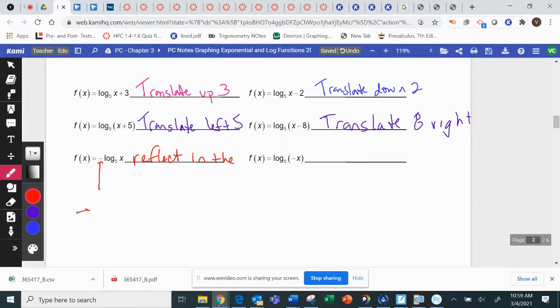So if I'm reflecting up and down, which axis would that go over? That's the x-axis. You said y, didn't you? Yeah. So that should be the x-axis. And so then if it is on the inside, that's going to be a horizontal reflection. That one's going to reflect left to right, and that would be over the y-axis.